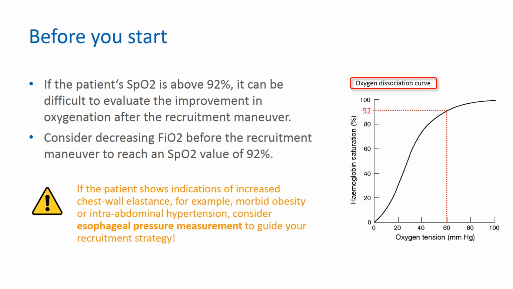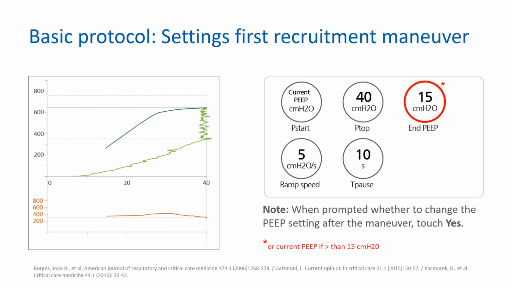If the patient shows indications of increased chest wall elastance, for example, morbid obesity or intra-abdominal hypertension, consider esophageal manometry to guide your recruitment strategy. Perform the maneuver by setting the P-start at the patient's current PEEP setting, a P-top of 40 and N-PEEP of 15, ramp speed of 5, and a T-pause of 10 seconds.